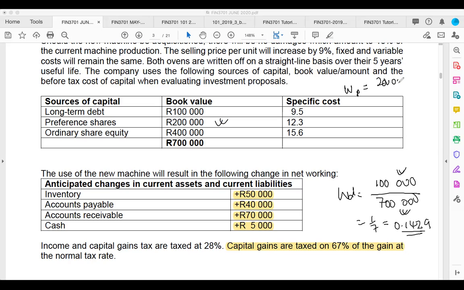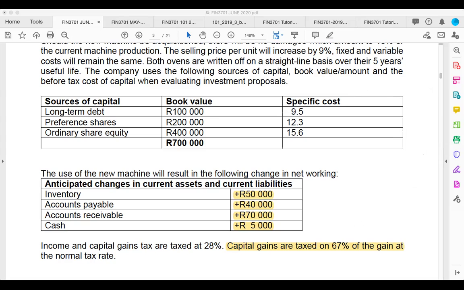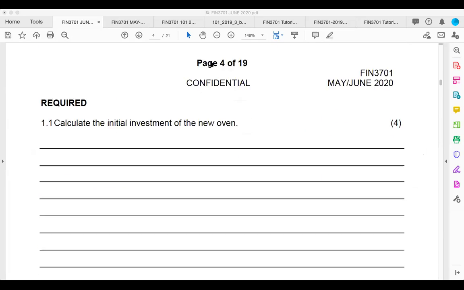We use the same approach for the weight of preference shares. We say 200,000 over 700,000. This can be simplified to 2/7. 2 divided by 7 is 0.2857. We do the same for the weight of ordinary shares. It's 400,000 over 700,000, which is 4/7. 4 divided by 7 gives us 0.5714. But I just left the weights as fractions. It's up to you how you want to use those weights. If you want to get decimals, it's also fine.